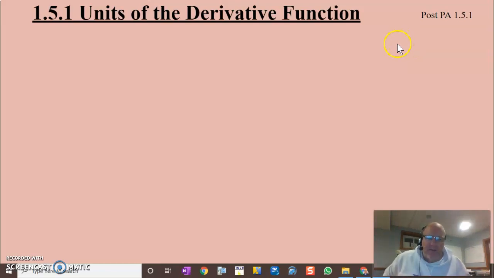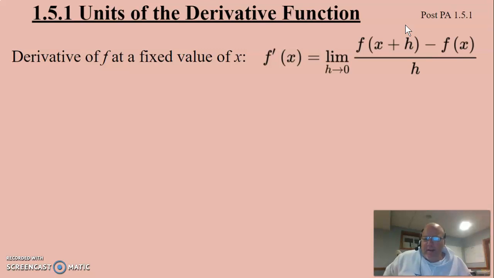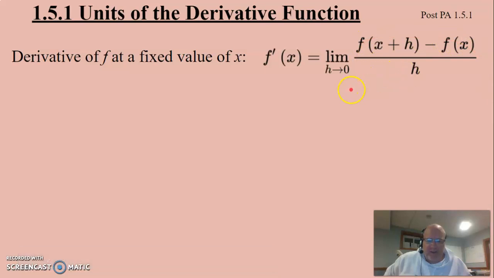All right, so let's see where we've been and let's see where we're going. We know that f prime of x has this limit definition for a derivative: the limit as h approaches 0 of f of x plus h minus f of x, over h. And you should feel very comfortable with this limit definition of a derivative at this point in time.